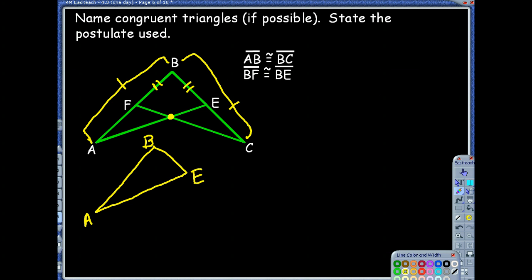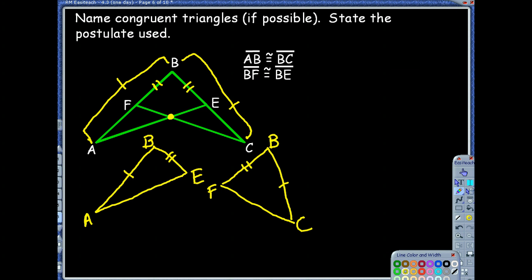Triangle ABE has 1 tick mark. This has 2 tick marks. I'm going to draw the other triangle. Not the best drawing there. Sorry, guys. It's a beautiful sketch. All right. So segment BC and then BF had 2 tick marks. Okay, so now I'm seeing it.